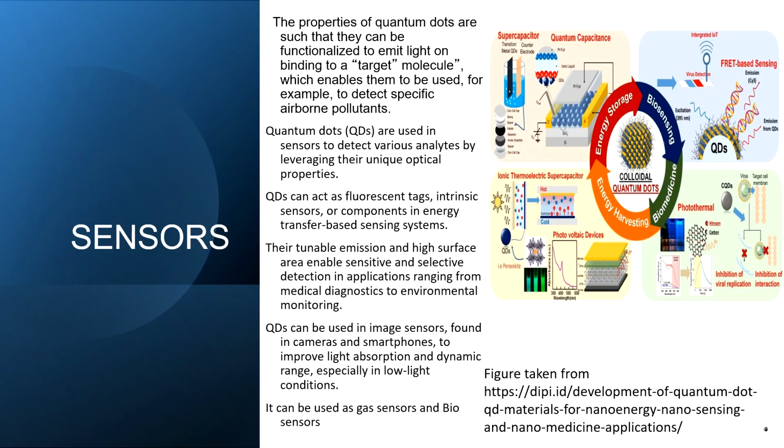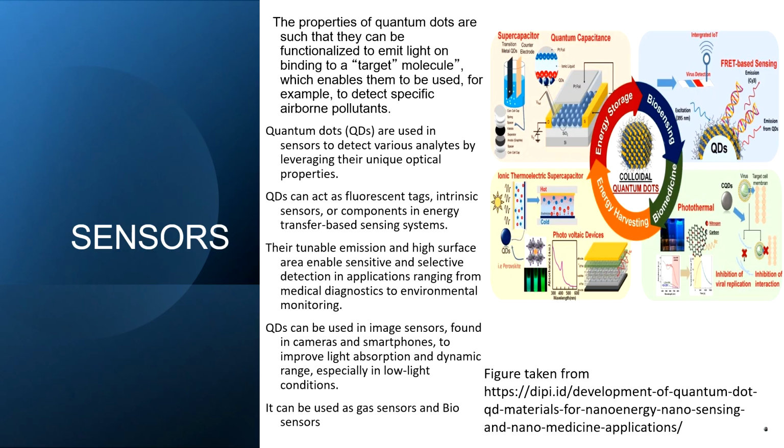So sensors are another area where these quantum dots are used, and the properties of quantum dots are such that they can be functionalized to emit light on binding to target molecules, which enables them to be used, for example, to detect specific airborne pollutants. So this is another application of that.